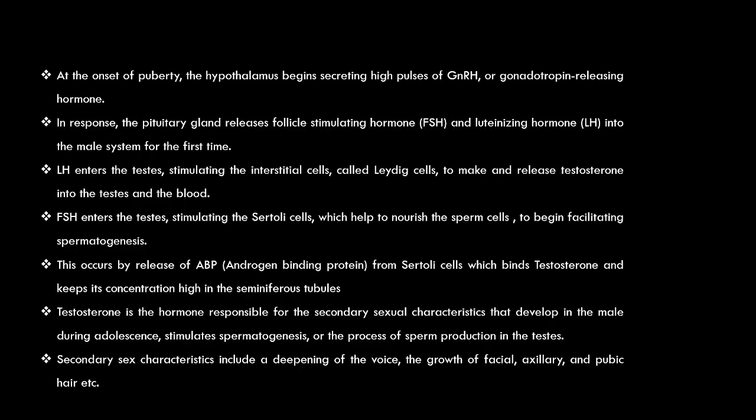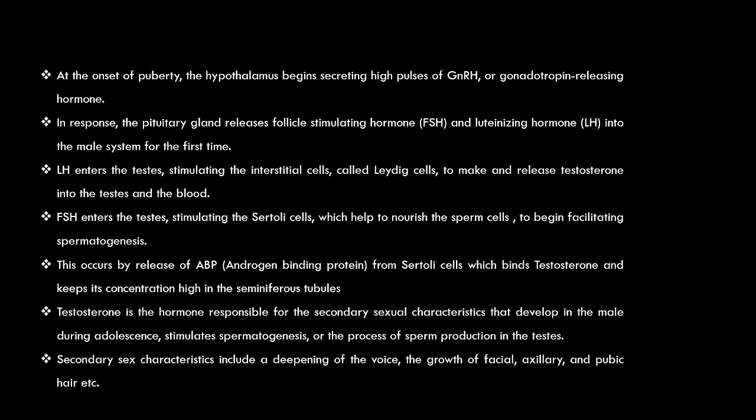So at the onset of puberty, the hypothalamus begins secreting high pulses of gonadotropin releasing hormone. In response to that, the pituitary secretes FSH and LH. The LH enters the testes, stimulates the interstitial or Leydig cells, and releases testosterone into the testes and the blood. The FSH will also enter the testes, and it stimulates the Sertoli cells, which help to nourish the sperm cells and facilitate spermatogenesis.